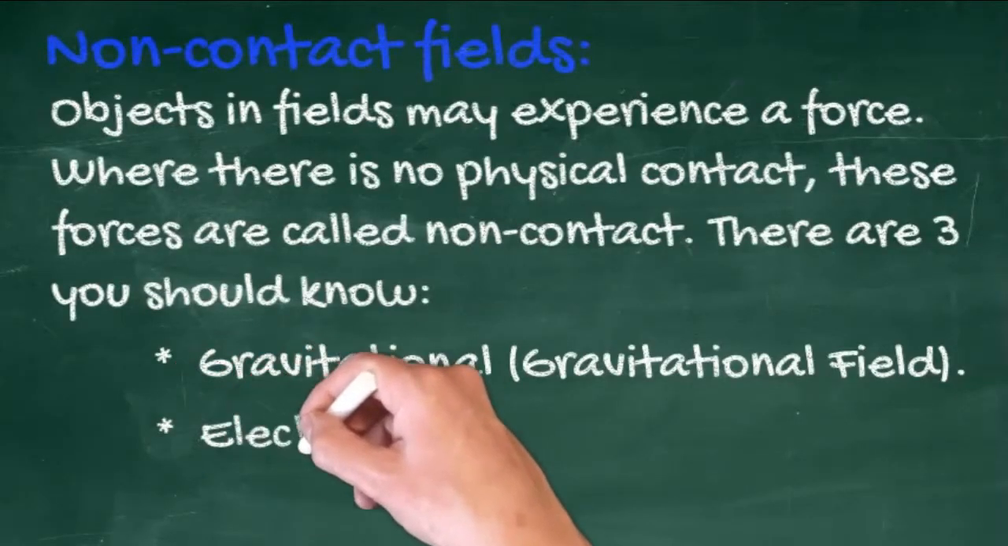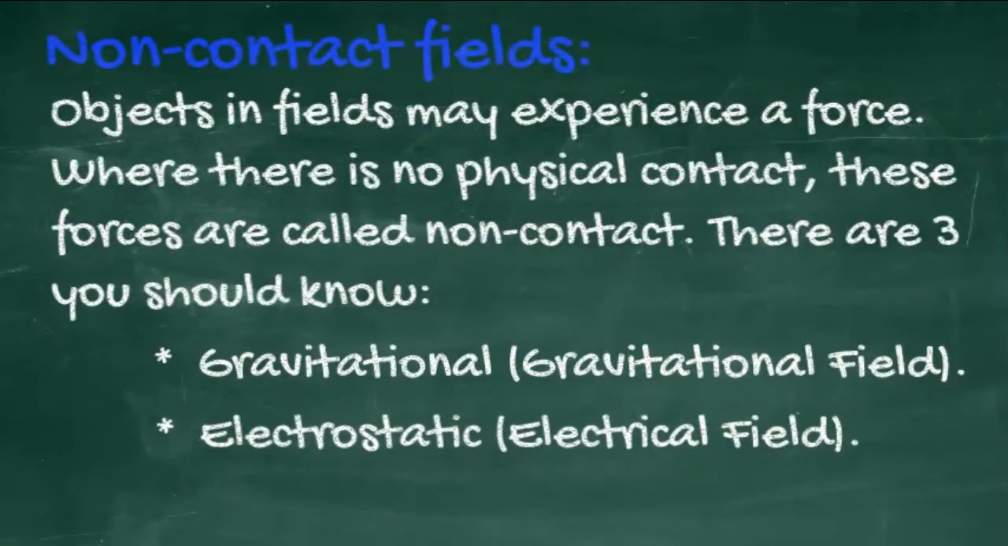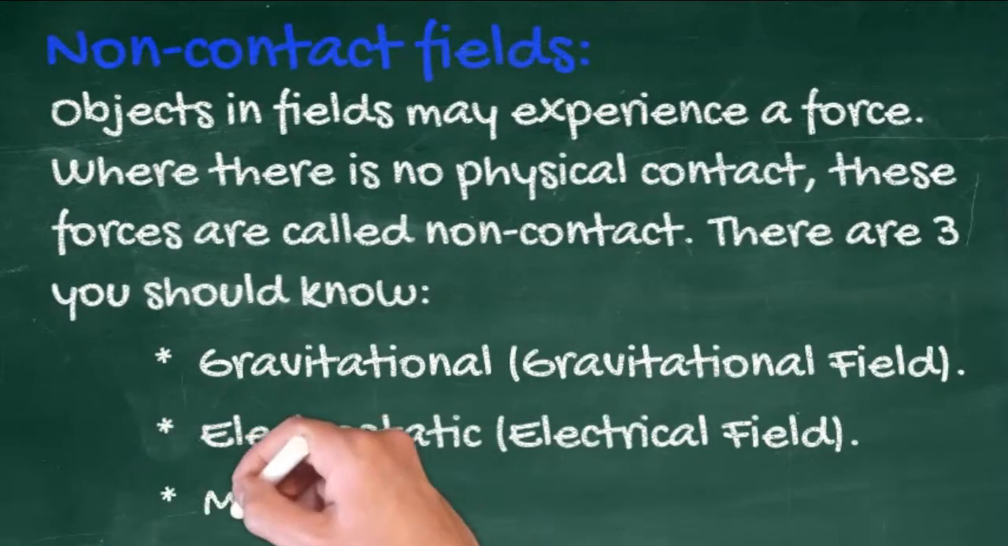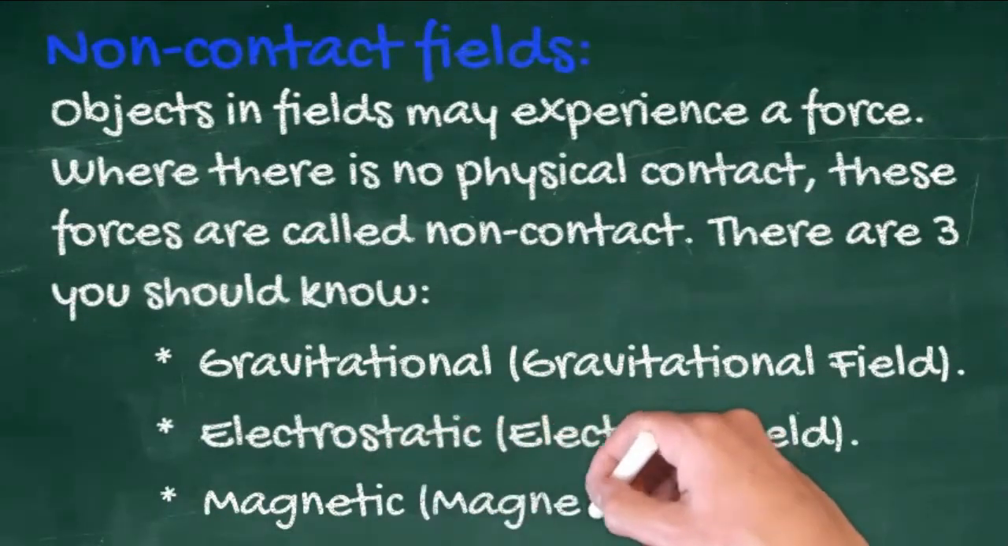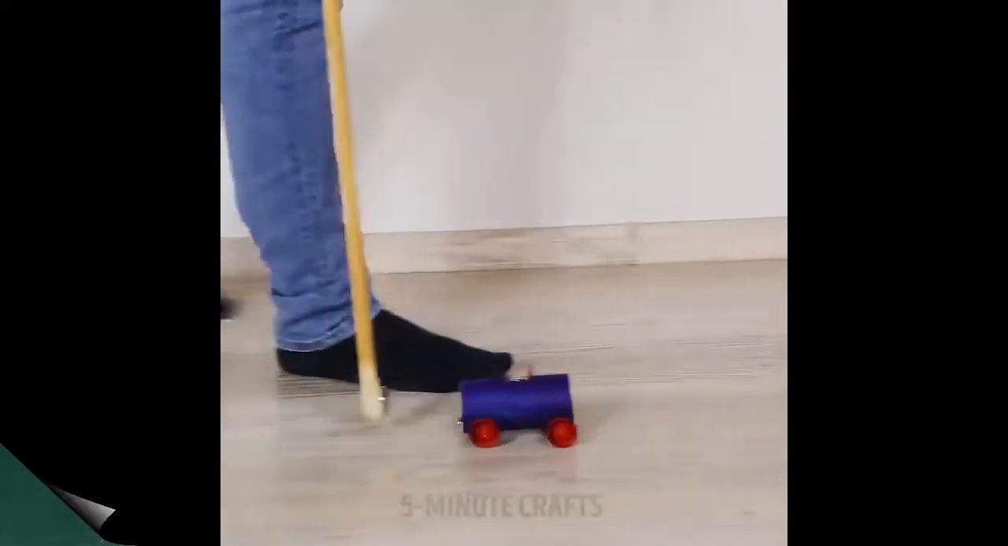The second non-contact force is electrostatic, and this is the attraction or repulsion between charges. And the final non-contact force is magnetism. Again, like poles repel, unlike poles attract.